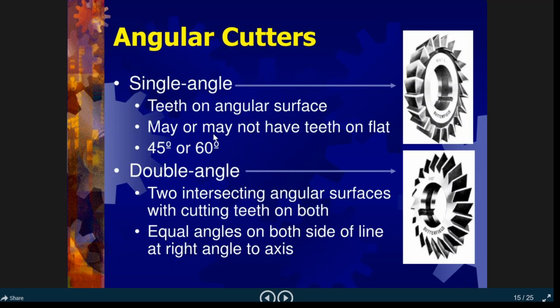The teeth on the angular surface may have an angle from 45 degrees to 60 degrees. In the double angle cutter, there are two intersecting angular surfaces, in both directions, with cutting teeth on both, and equal angles on both sides of the line at right angle to the axis. This is used for machining slots, keyways, etc. And this is also used in the horizontal milling machine, not vertical. This is used in the horizontal milling machine where the spindle is horizontal.